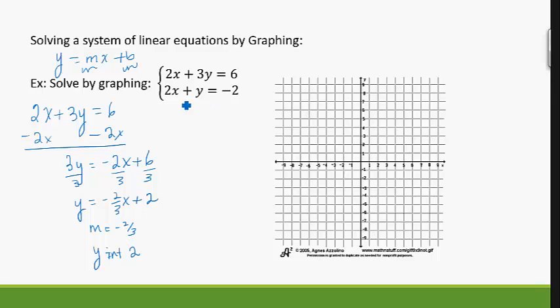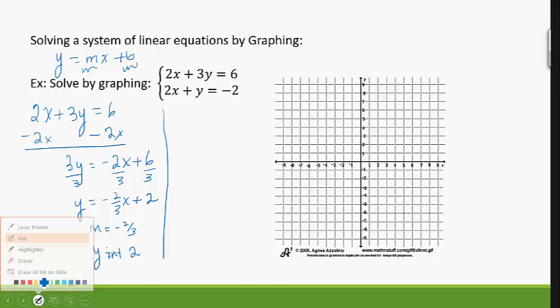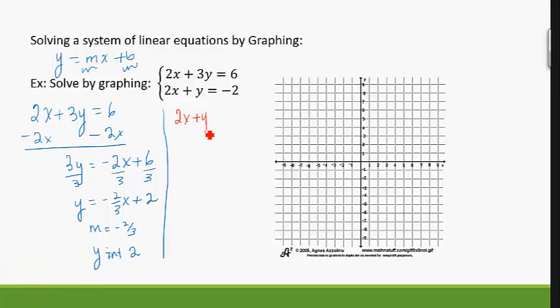With the second equation, I have 2x plus y equals negative 2. Subtract 2x because I want to isolate the y, and when I do that I get y equals negative 2x minus 2, and in this problem your slope is negative 2, which we'd write as negative 2 over 1 as a ratio, and your y-intercept is negative 2.